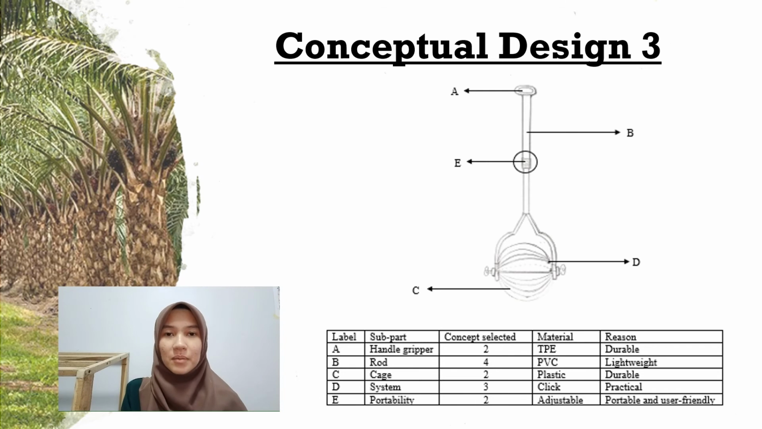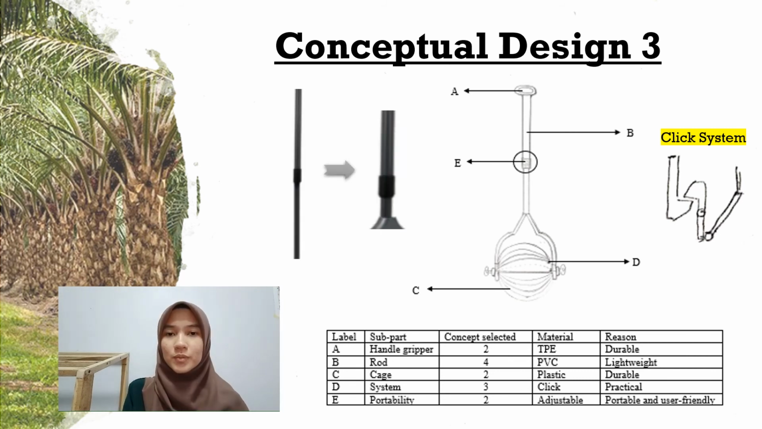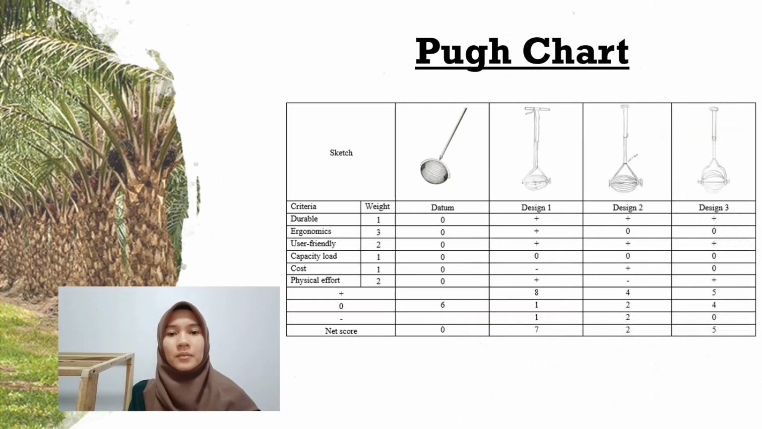The systems and materials selected for this design are different from the first and second one based on a few considerations. This collector utilizes a click system on the cage. We can say that this feature is practical since it has big space while pouring the loose palm fruits from the cage to the bag or wheelbarrow. The adjustable length of the rod is easy to use, which promotes user-friendliness.